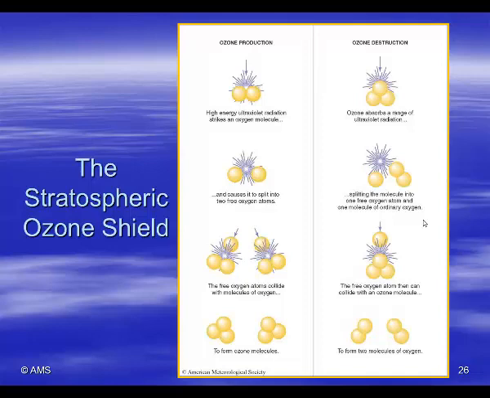Also, what can happen is we have ozone, that's three oxygen atoms that form a molecule. The ultraviolet radiation comes in, it splits off one of the oxygen atoms. This oxygen atom is now moving very fast. It smacks into another ozone molecule, and we're left with two oxygen molecules of two oxygen atoms each.